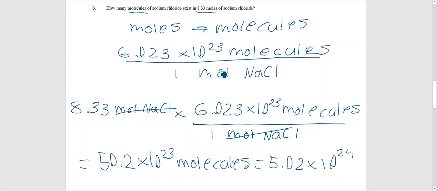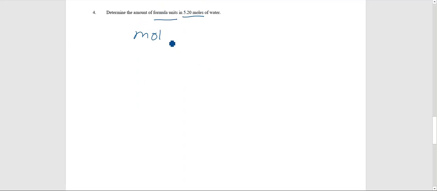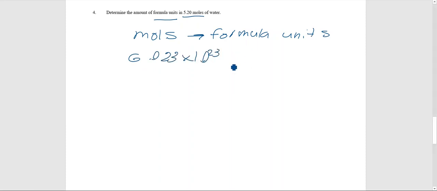Next one, determine the amount of formula units in 5.2 moles of water. So we're starting with moles of water, and we're asked to convert into formula units. So the unit conversion you're trying to do is moles to formula units. Again, the bridge between those is Avogadro's number. So here it's going to be 6.023 times 10 to the 23rd formula units, I'm just going to abbreviate that as F.U, over 1 mole of water.